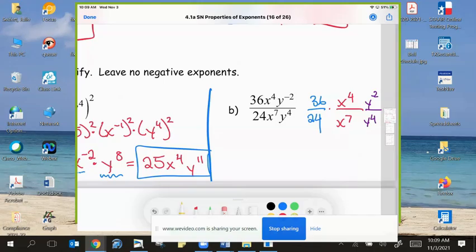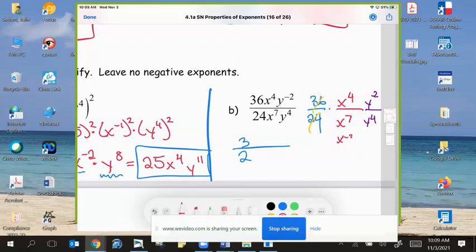Okay, 36 over 24, both of those divide by 12. So that's a 3 over 2. X to the 4th over x to the 7th. If we divide that out using exponent rules, we subtract.